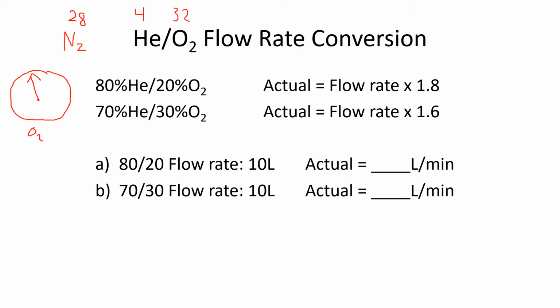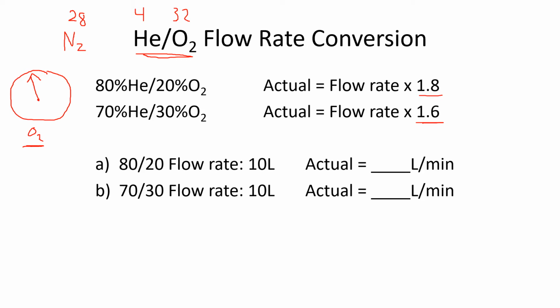So if we have an 80-20 mixture, all you have to do is multiply by 1.8, and that'll give you the actual flow rate. Because the gauge is for oxygen. What we're using is helioxygen, right? So the gauge is not the exact one, but all we have to do is multiply by the factor. So a 70-30 mixture, multiply by 1.6.